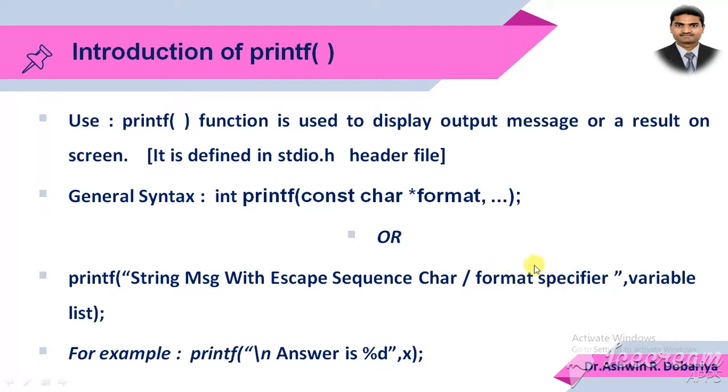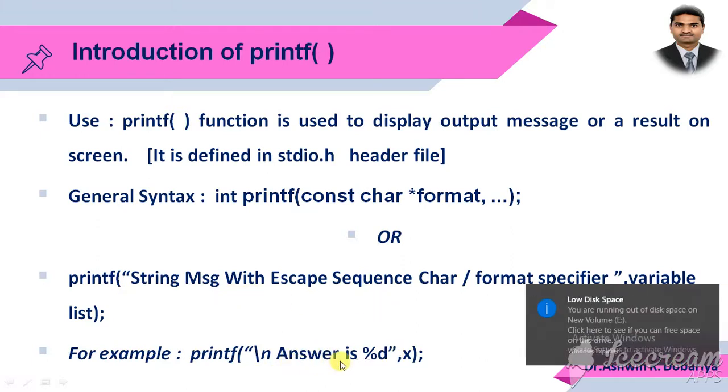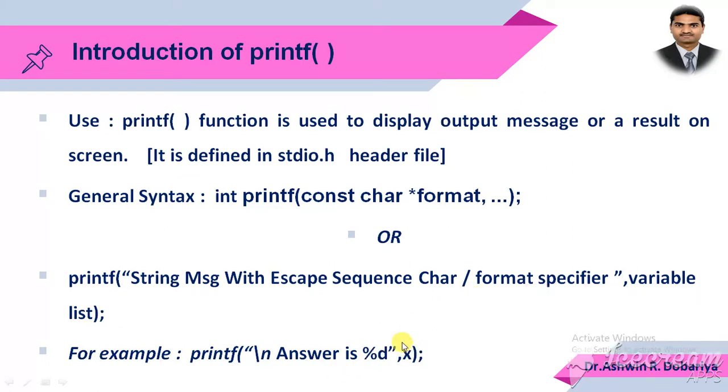What is the concept of a format specifier? That detail we'll discuss in data types, but here we'll see that each and every data type is associated with a format specifier. That we'll also discuss in upcoming slides. And then the list of variables that we want to display on screen as output. A very simple example: printf, double quotation, backslash n, which is an escape sequence character. Then 'answer is' is a string, percentage %d is the format specifier, and x is a variable of type integer. So this is a very simple printf statement.